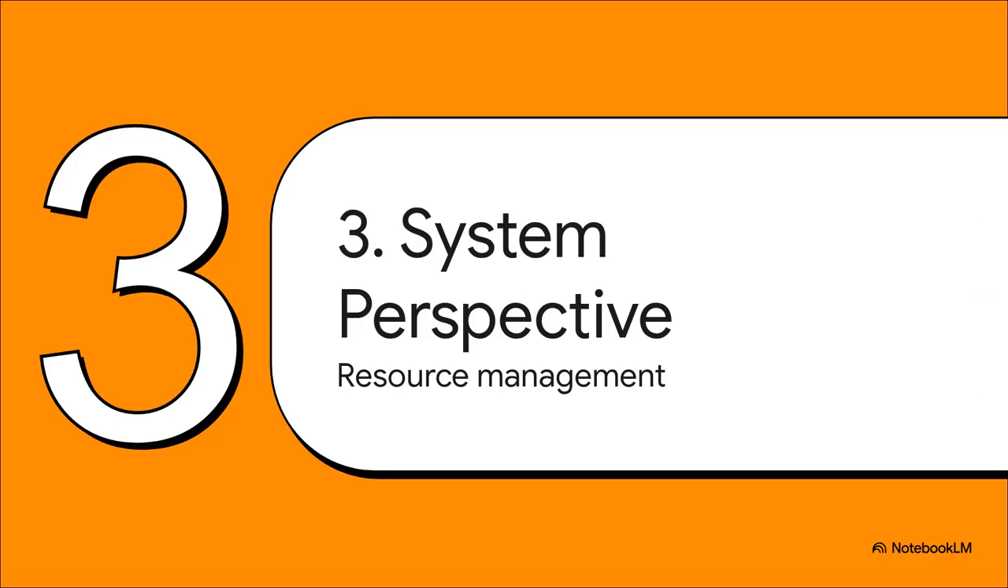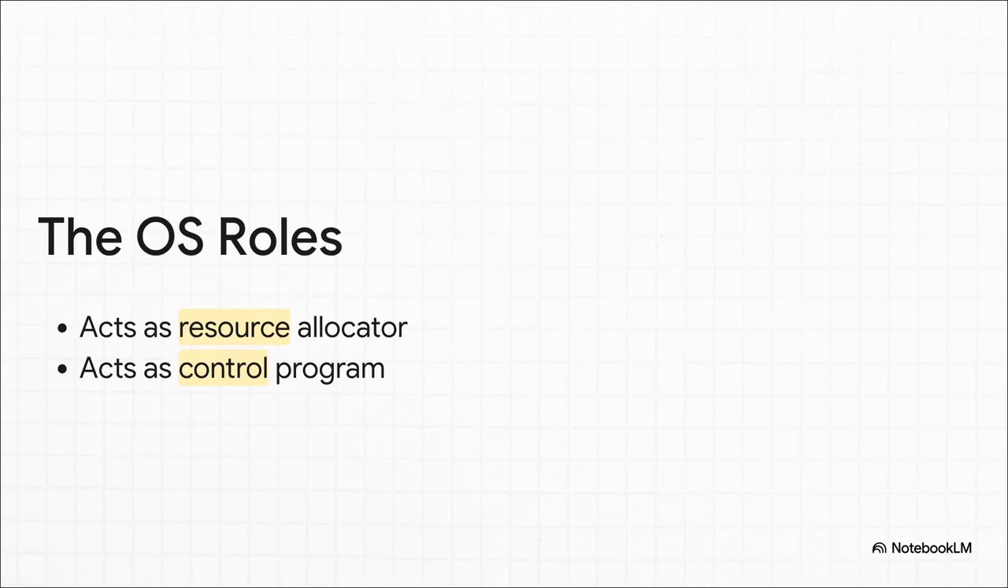Section 3. The system's perspective. Let's move on and see how this builds when we flip the script and ask how the computer itself views the operating system. From the system's point of view, the OS is essentially a powerful boss, and it has 2 absolutely critical roles. First off, it's a resource allocator. Your CPU, memory, and storage, those are all incredibly scarce resources. The OS constantly has to make tough decisions about which process gets what resources to ensure the whole system runs as smoothly as possible. Second, it acts as a control program.